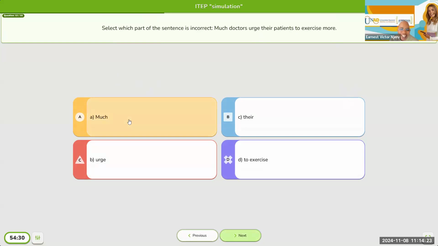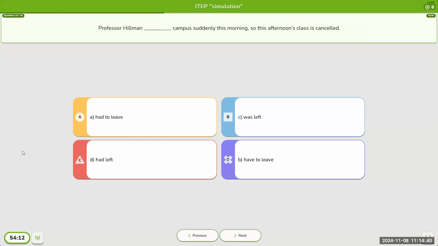Very good. That's the meaning, not much. Very good, teachers. Next: Professor Hillman left campus suddenly this morning, so this afternoon's class is cancelled. Professor Hillman. A. Had to leave.